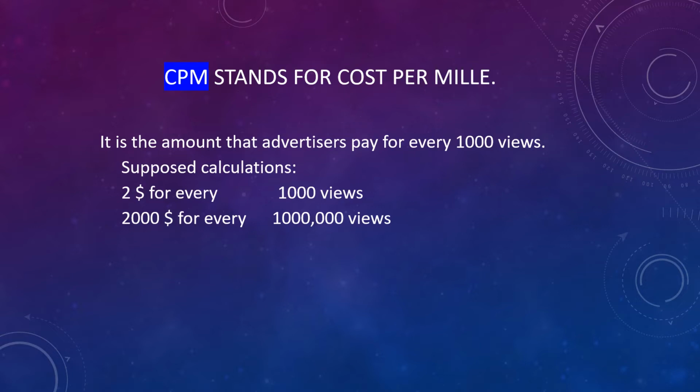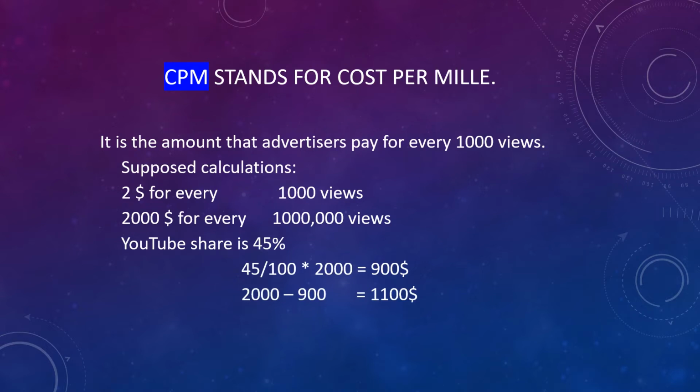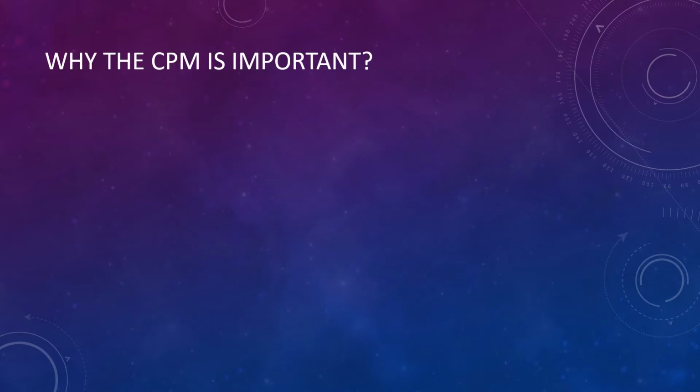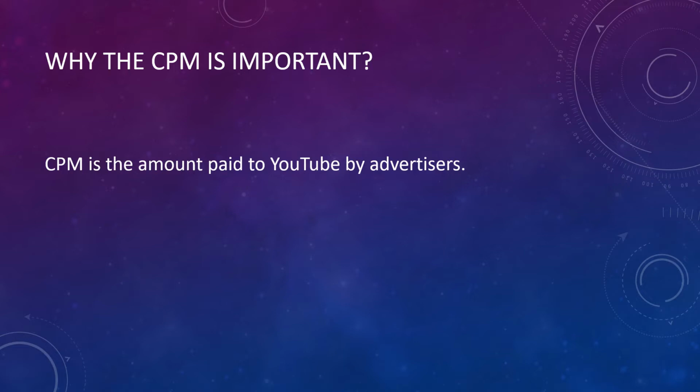$2,000 is a nice amount to get for every 1 million views. But, here is a twist. $2,000 is the total earnings before YouTube's share. And the YouTube share is 45% of your total earnings. So, YouTube will keep $900 from $2,000. Now, subtract 900 from 2,000, and you will get your share, which is $1,100.